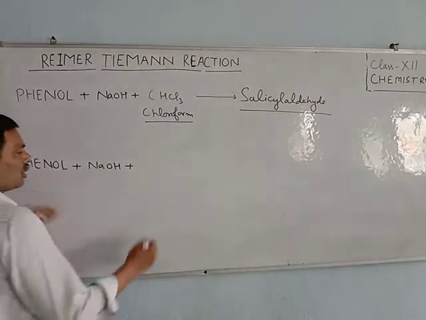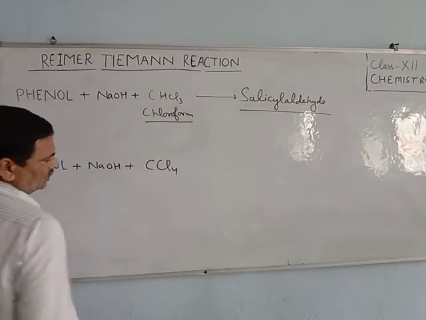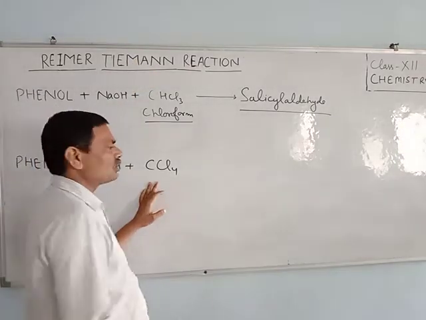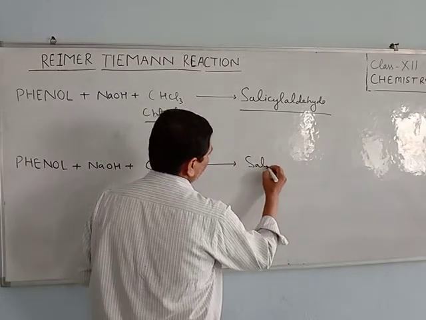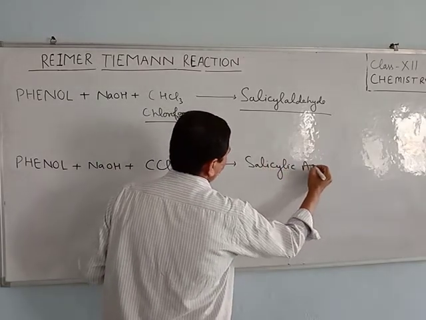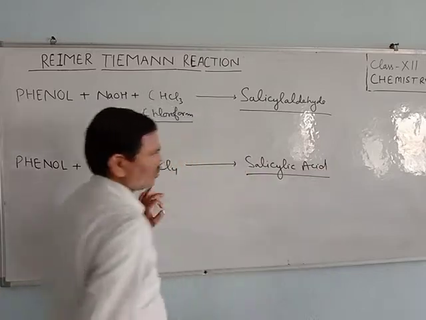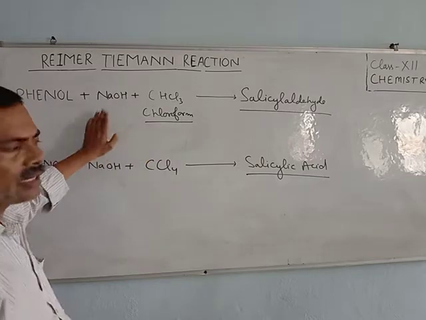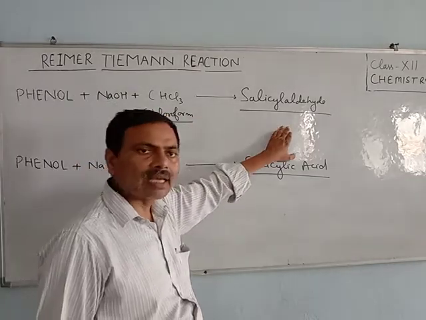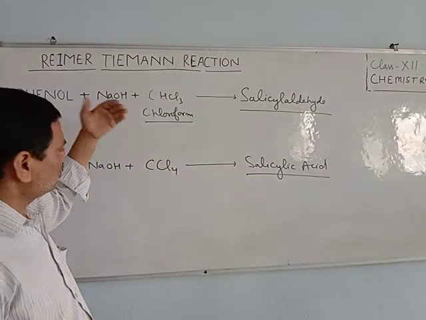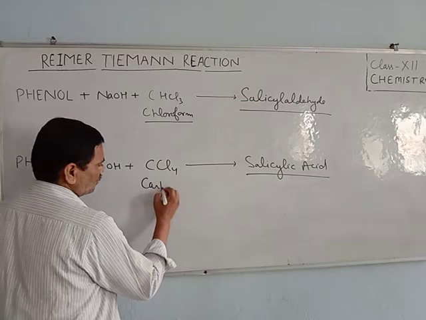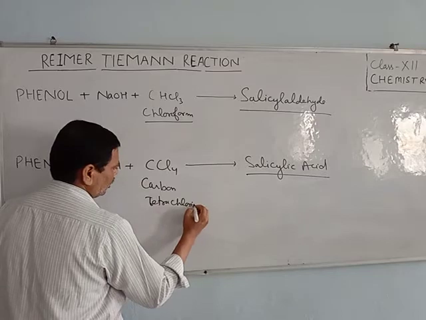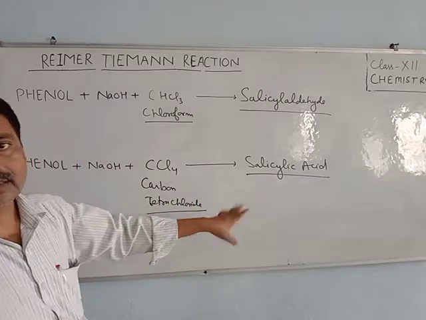When phenol reacts with sodium hydroxide and carbon tetrachloride, in place of chloroform, the product is different. The product becomes salicylic acid. You can see this outline: when phenol reacts with chloroform and sodium hydroxide at 60 degrees Celsius, it forms salicylaldehyde. When carbon tetrachloride is used in place of chloroform, salicylic acid is formed.